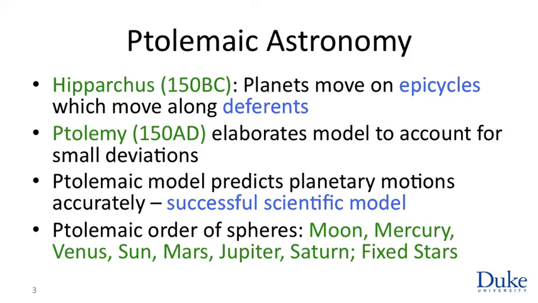The end result is that the model is extremely successful. It makes good predictions far into the future about exactly where in the sky, where on the celestial sphere, you'll find which planets. And because of these slight deviations and getting the precise agreement, you now have an actual ordering of the sizes of the spheres. The moon is on the innermost sphere, then Mercury, Venus, the sun, Mars, Jupiter, Saturn, and then outside, the celestial sphere of the fixed stars.